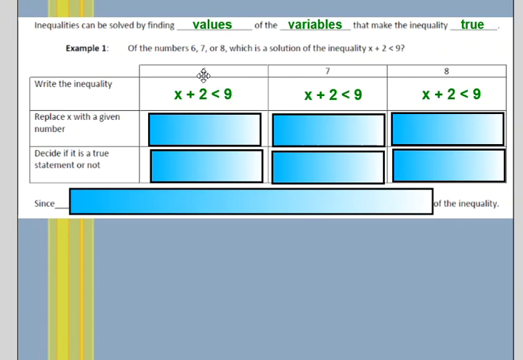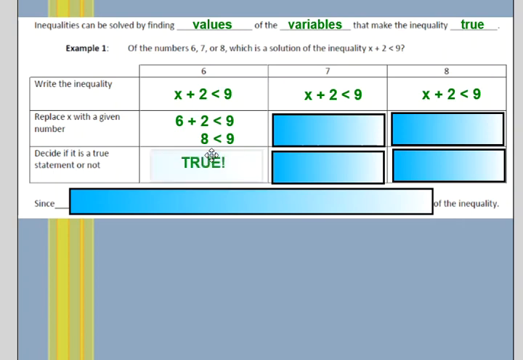So let's go to that very first column. And we're just going to plug 6 in for x. 6 plus 2 is less than 9. If we actually solve that, that's 8 is less than 9. And that, my friends, is a true statement. All right, that's true. When 6 is substituted for x, our inequality is true. That's how we would talk about it.